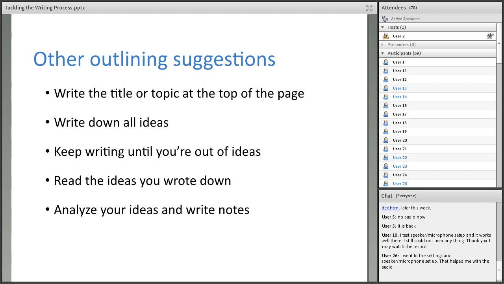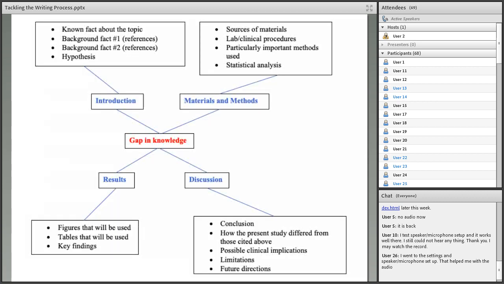Another approach to creating an outline is to first write the title or topic at the top of the page. Second, write down all of your ideas. Third, keep writing until you run out of ideas. Fourth, read the ideas that you wrote down. And fifth, analyze your ideas and write down a few notes to flesh those ideas out.